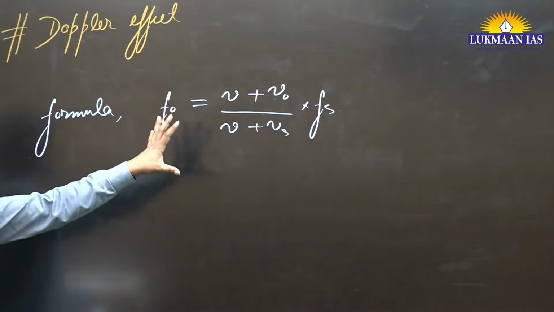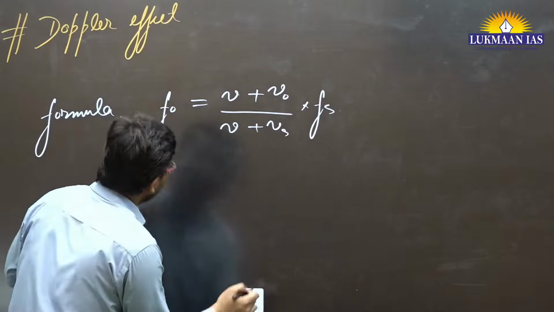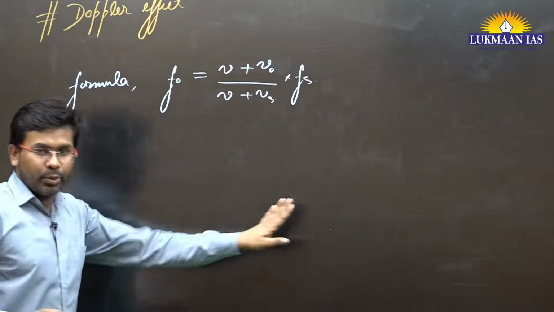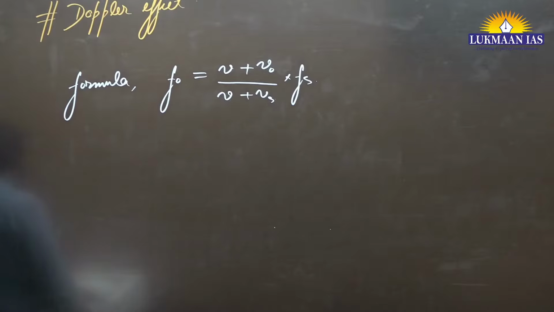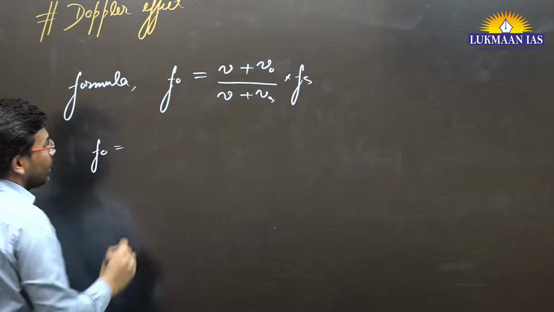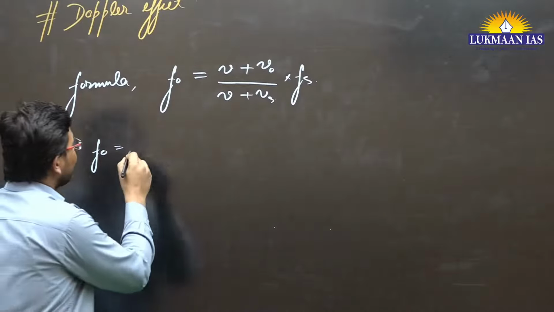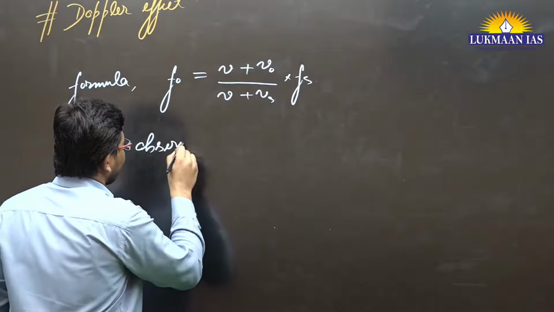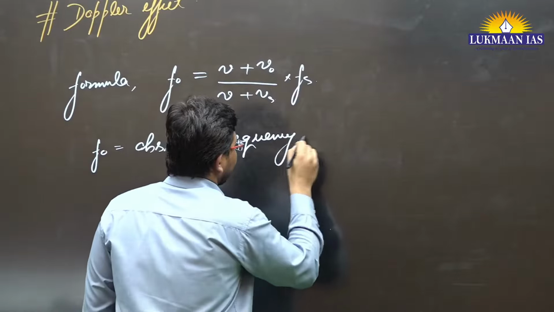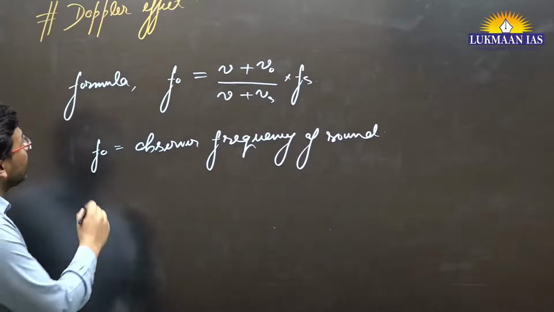I am going to make you understand, don't worry about the formula. Some of you may not be from a science background, so you may find these formulas a little tricky, but I am going to make you understand through simple examples. So now we need to understand what is f0. f0 is the observer frequency of sound. Write down, observer frequency of sound, f0.